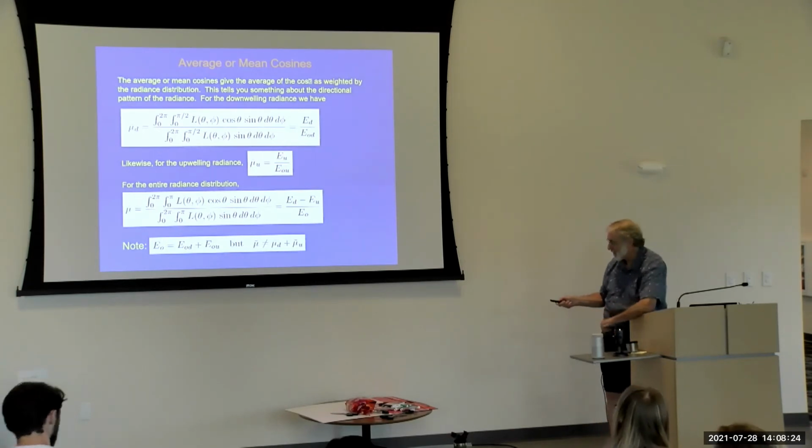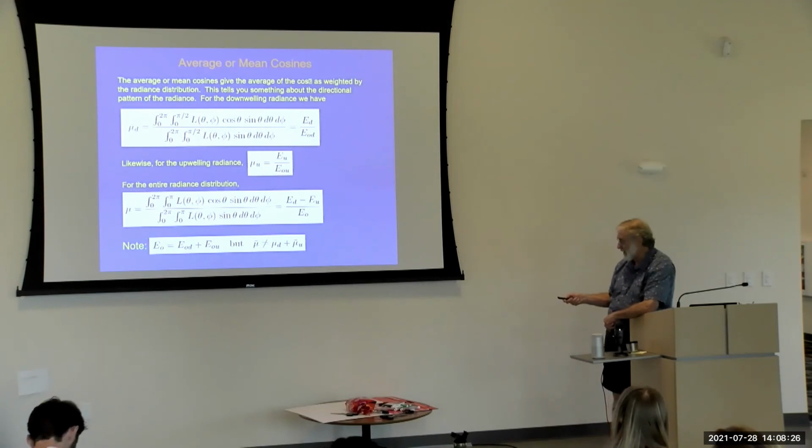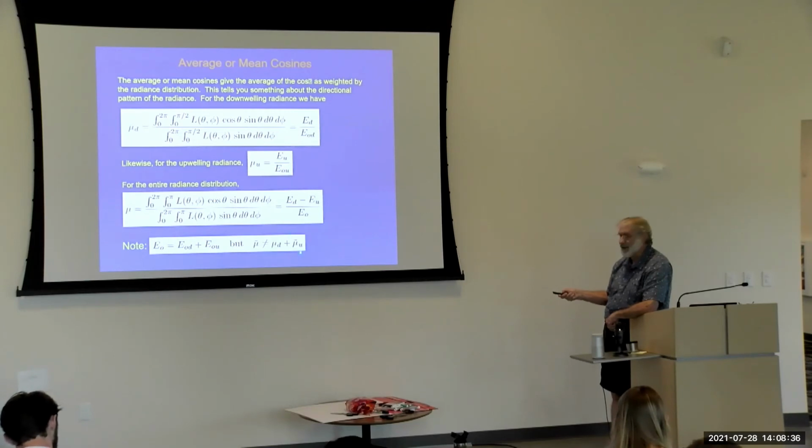And notice that the scalar irradiance, the total, is equal to the downwelling plus the upwelling, but the mean cosine of the whole radiance distribution is not the mean cosine for downward plus the mean cosine for upward.